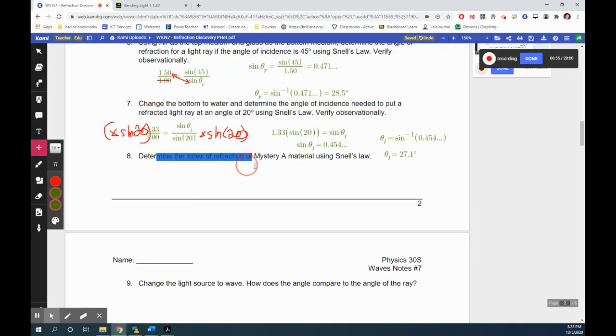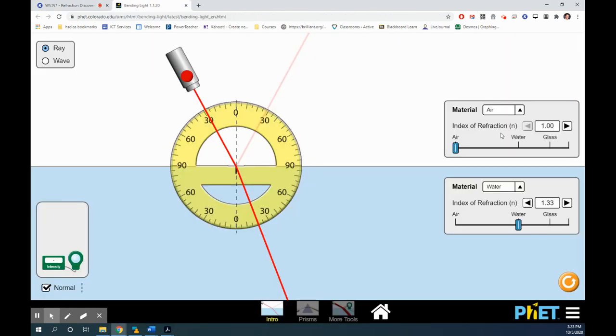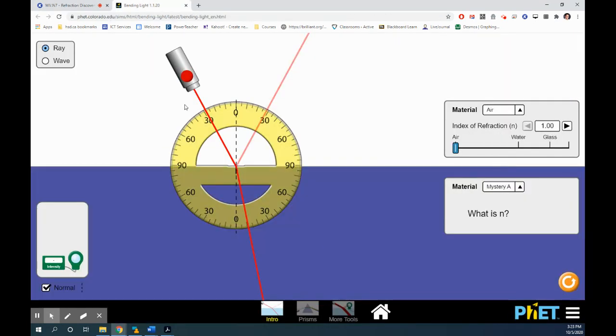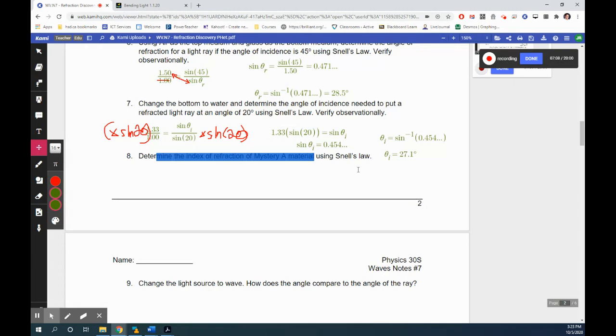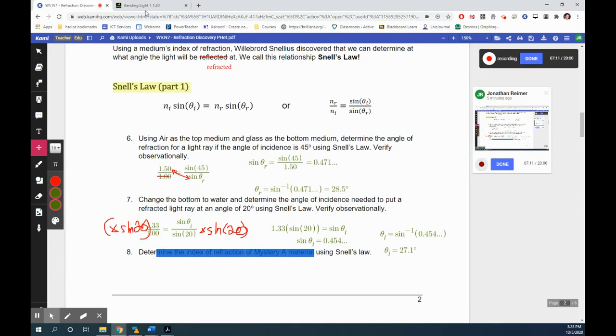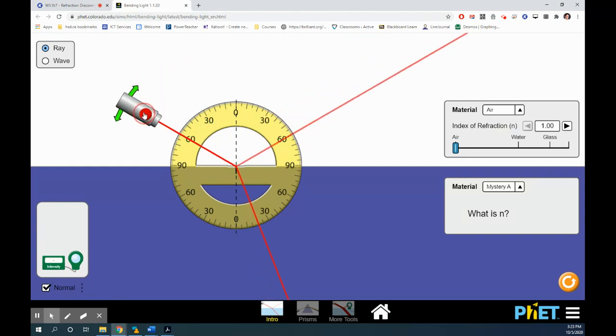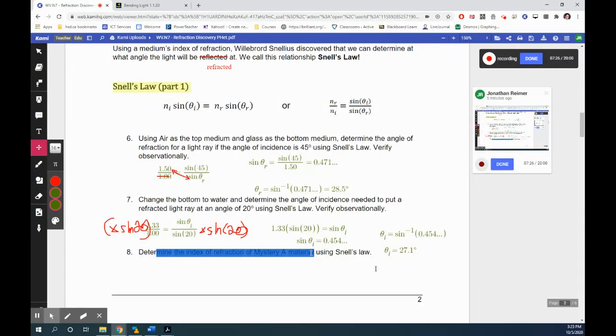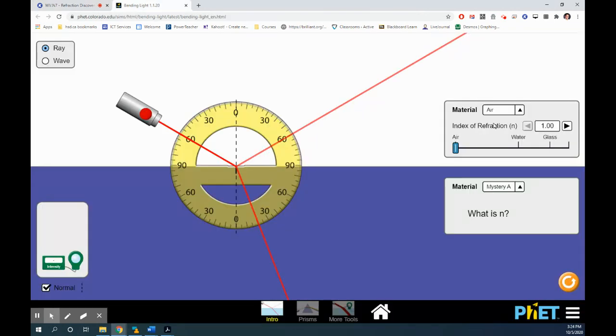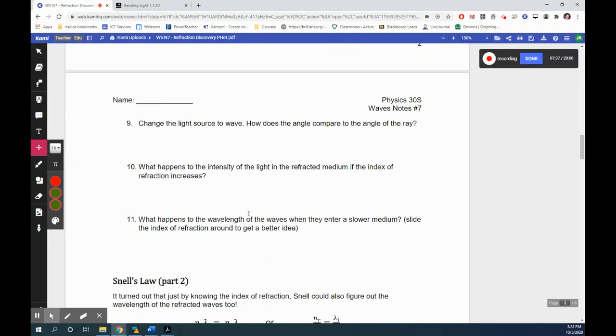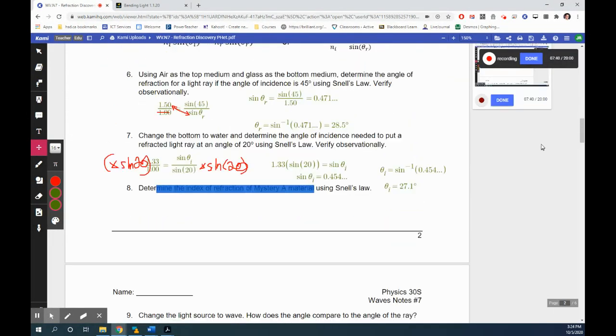Now this part: determine the index of refraction of mystery A material. So what you do here is you go to mystery A, and you can see, boom, it's purple. What is n is the question. You have to answer that. You're doing similar things. You're going to use this law, and you're going to use your protractor to figure it out. So pick nice numbers. I would suggest that you use this one, because this looks like 60, and this looks to me like 20. Those are nice numbers. So 60 and 20 for your angles. Incident is 60, refracted angle is 20, and you know that n_i is 1.0 because it's up there. Then you're good to go, and you can figure out this one, mystery A. So go ahead and do that now.